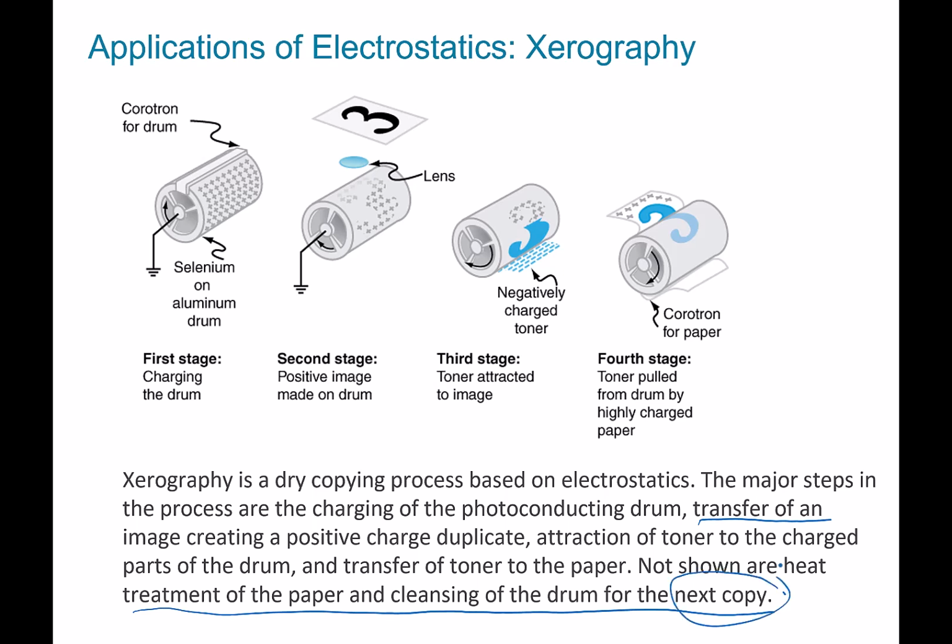Not shown are heat treatment of the paper and cleansing of the drum for the next copy. But basically it's the electrostatics. The first stage is charging the drum, which means you are getting it ready by having charges on it. Second stage is a positive image made on the drum of whatever paper was inserted, and toner is attracted to the image. The last stage is toner is pulled from the drum by highly charged paper, so whatever copy was made gets imprinted on the blank paper.